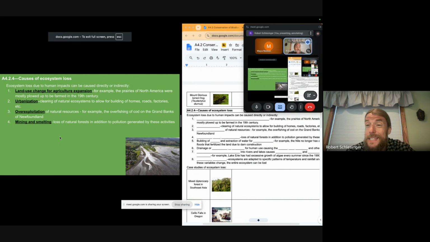We've got mining and smelting. That died down for a while, but now with this resurgence of mining for precious elements like lithium and the stuff that we use in microchips, the stuff we use in batteries, we're seeing now an increase in mining and smelting. Diversion of water for agriculture.